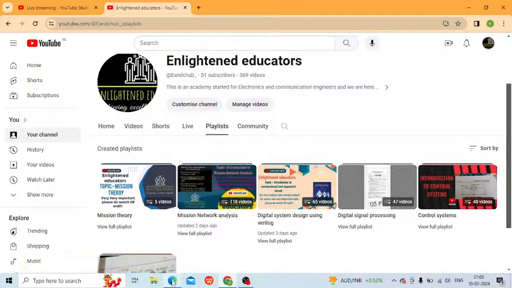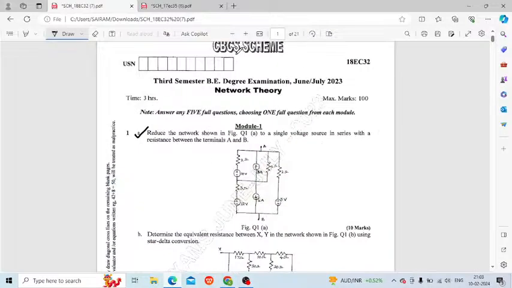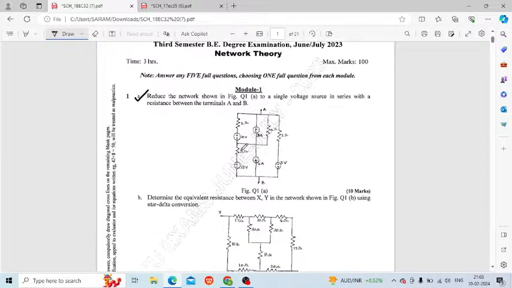Okay, now coming on to this. As you can see over here, the question is given as follows. Reduce the network shown in the figure question number 1A to a single voltage source in series with a resistance between the terminals A and B. That means you have to convert this into a single voltage source in series with the resistance, this is V and R.